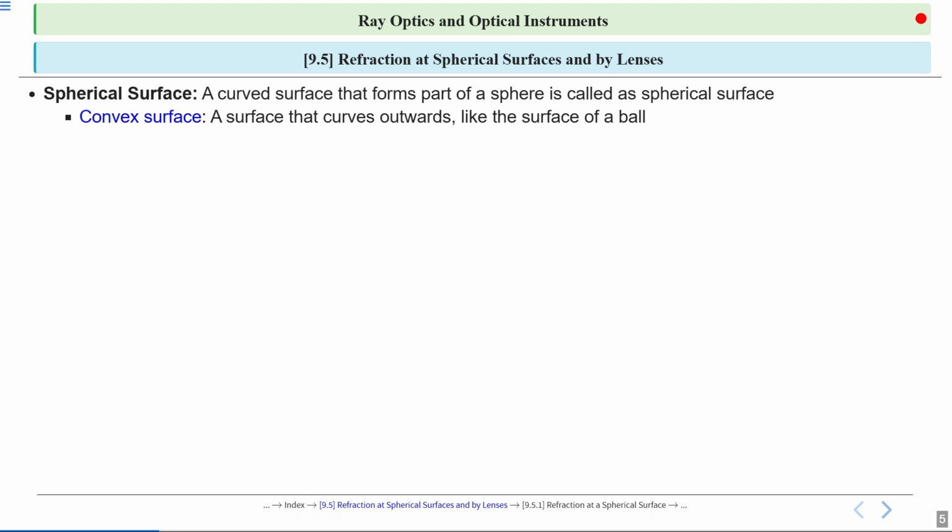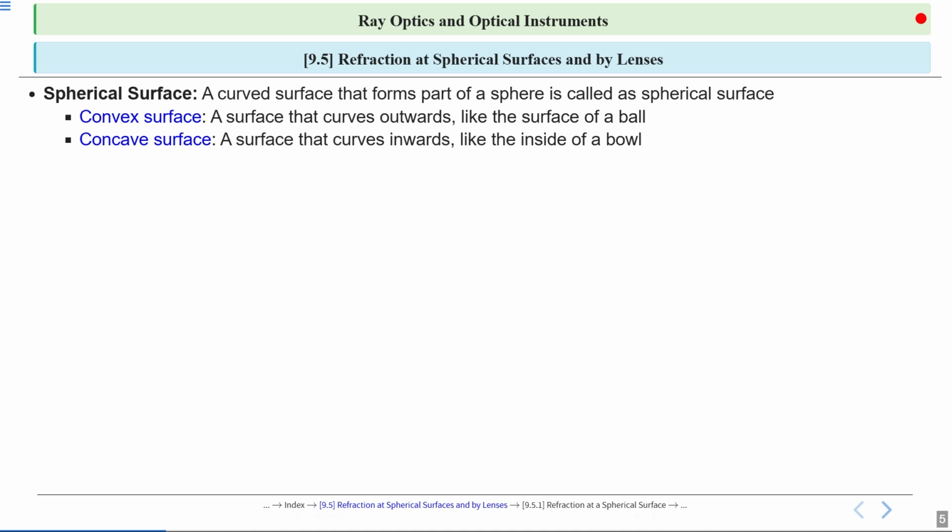Convex surfaces are crucial in optics because they can converge light rays, which is essential for focusing light in lenses. After learning the spherical surface, we will learn about lenses. It is the basics to learn how lenses are formed. To define a lens, firstly we will discuss the spherical surface.